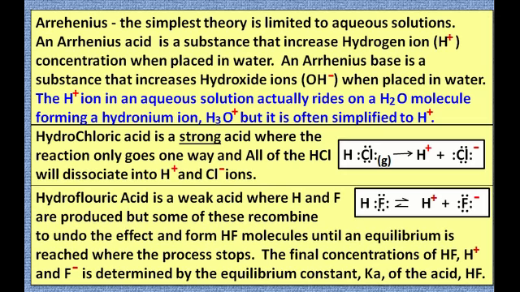The H plus ion in an aqueous solution actually rides on an H2O molecule. It forms a hydronium ion, H3O, but it is often simplified to H+. Hydrochloric acid is a strong acid where the reaction only goes one way, and all of the HCl will dissociate into hydrogen ions and chlorine ions.